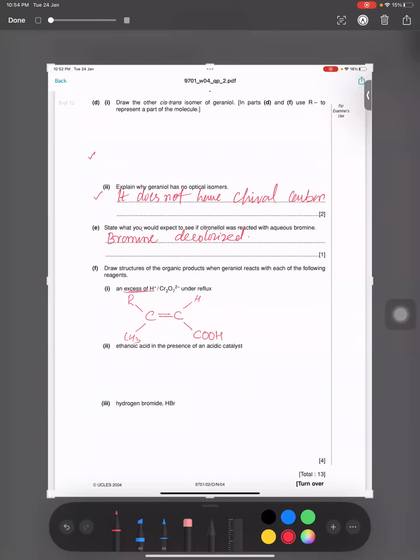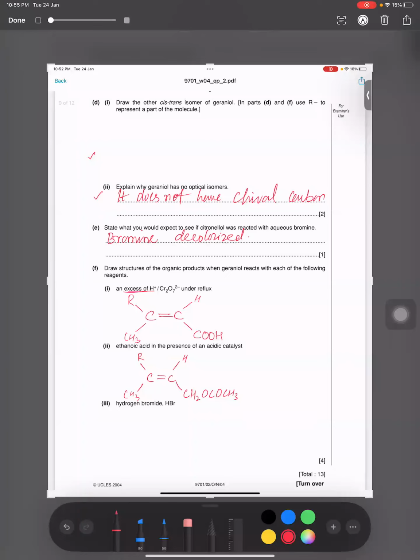Then ethanoic acid in the presence of an acidic catalyst, definitely it is going to form what? Ester. So again, the carbon-carbon double bond is the same, hydrogen is the same, alkyl radical is the same, CH3 is the same. This is going to form ester, so it will be COCH3. Right, children?